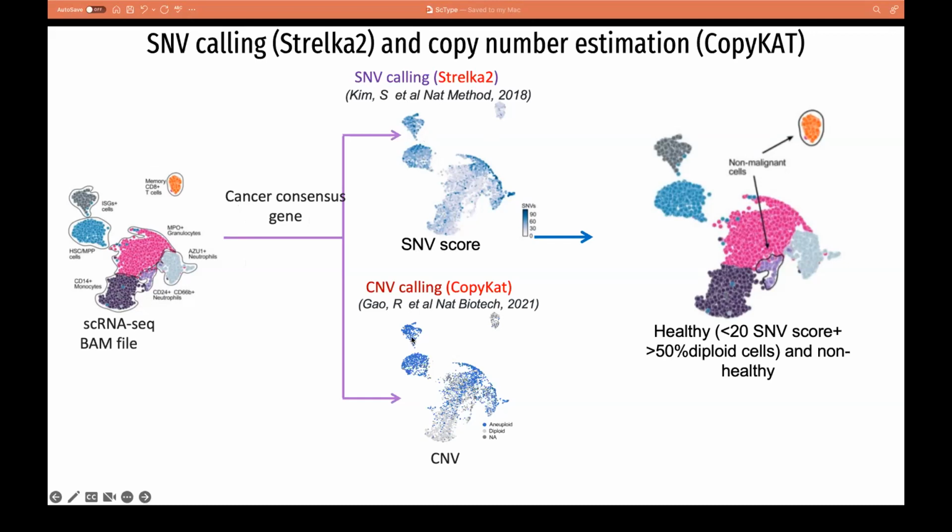Similarly, we call CNV using CopyKAT, which was published in 2021, and we assign the cells either diploid or aneuploid. And if a cluster has less than 20 CNV score and greater than 50% of the cells are diploid, then we annotate those cell clusters as healthy cluster cells, and others as kind of cancerous.